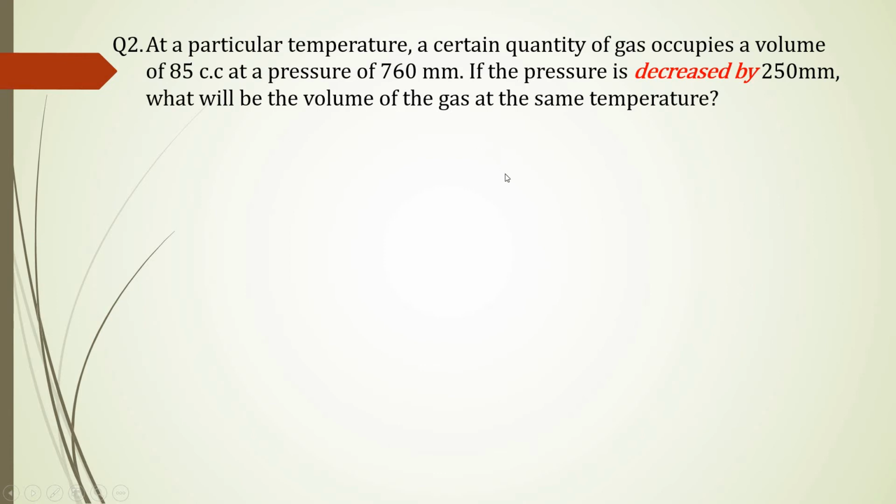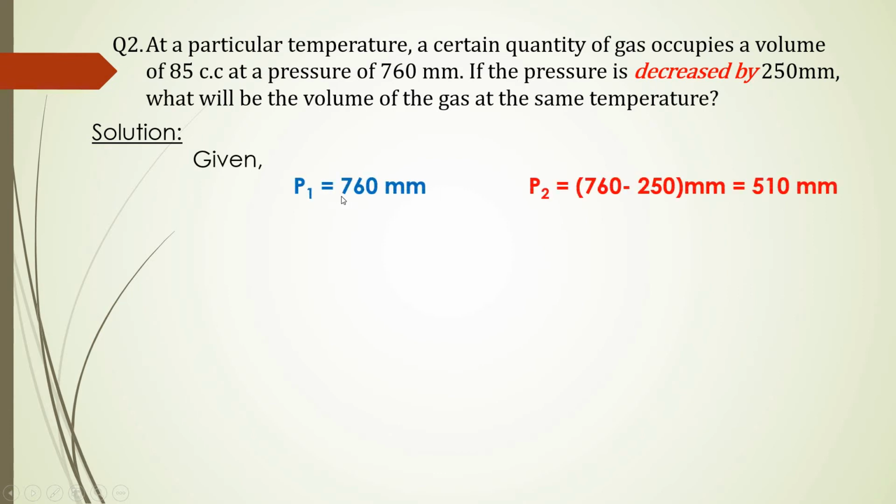So let's solve this numerical. Let's write first given conditions. So P1 is 760 millimeter, which is given over here. Now P2 is 760 minus 250, decreased by 250.